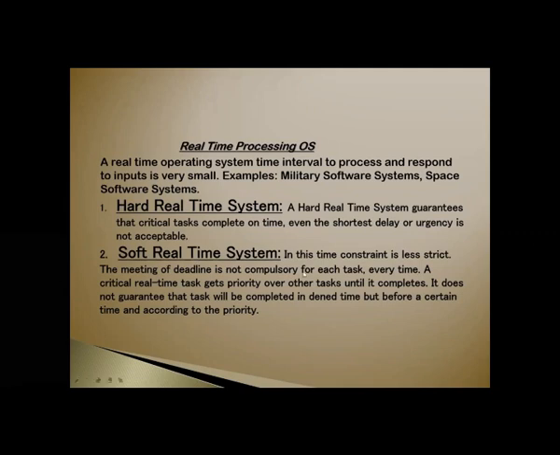Soft real-time system. In this system, the constraint is less strict, like the task may be delayed or done prior to the given time, right? A critical real-time task gets priority over other tasks until it completes. The real-time operating system is priority based. Priority means the first priority should be given to the hard real-time system, and if the task is less complicated in priority, it goes to the soft real-time system.